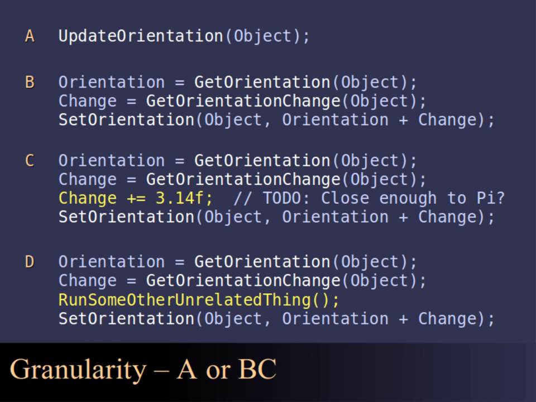The most obvious thing is, if I have something like update orientation, what this function is supposed to do is the API has some measure of my orientation that it's keeping, and it's got some measure of the change in orientation, and I want to apply that change, so now when I use the orientation, it's the new orientation. Well, a simple granularity change is, I want to break that down into steps. I want to get the orientation myself, get the change in orientation myself from the API, and then set the thing with that change.